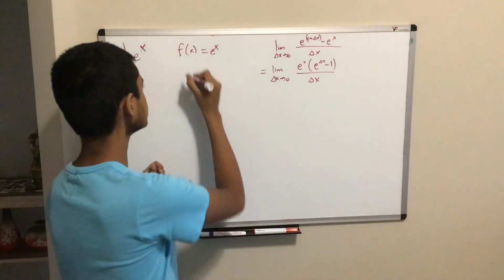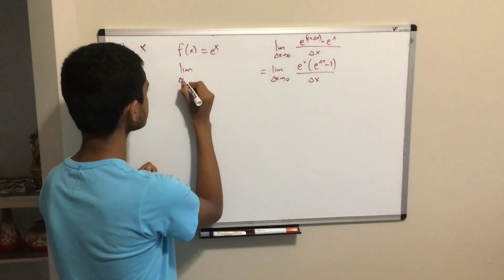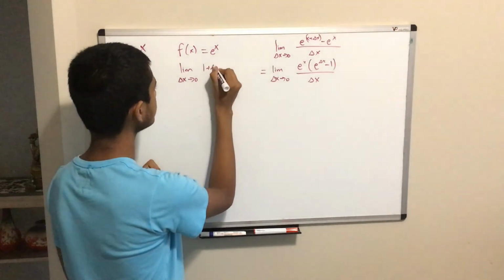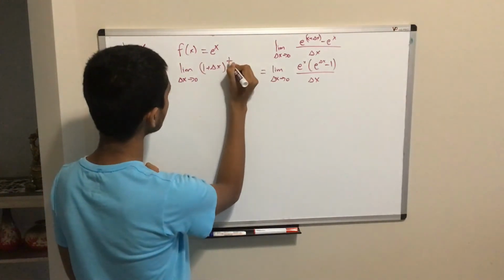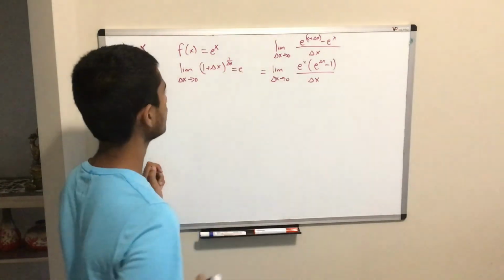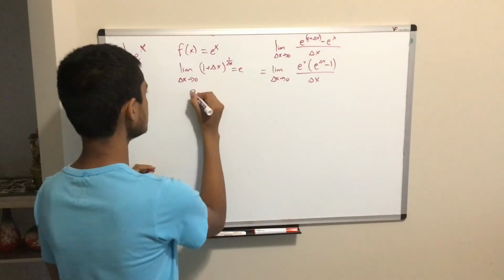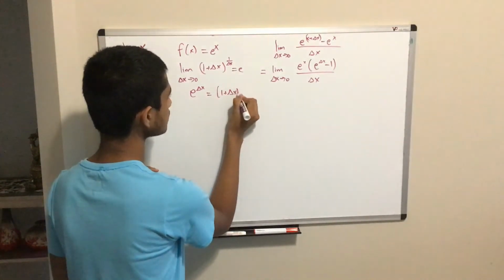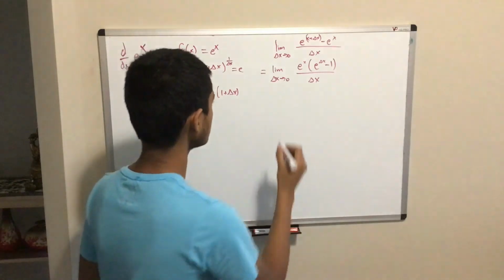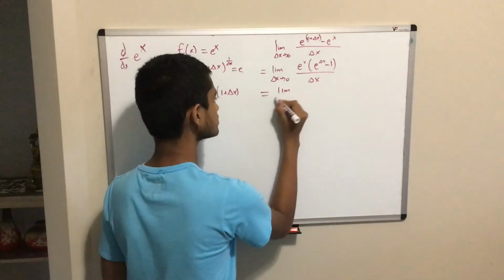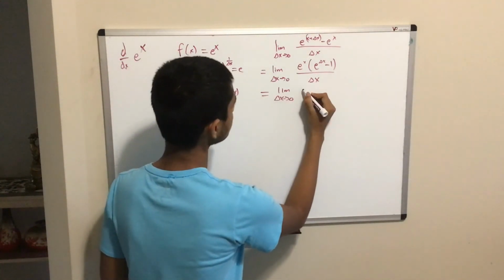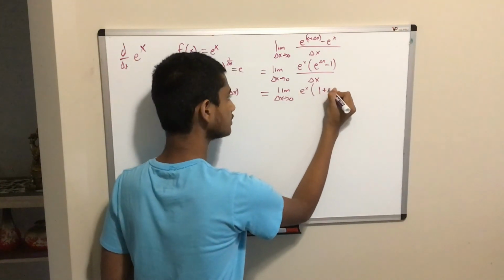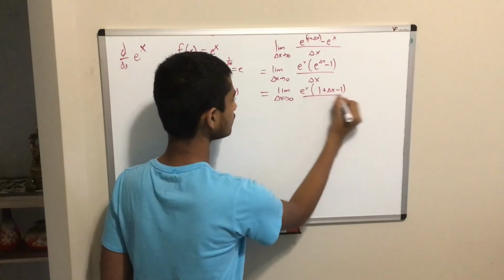You must have known that the limit as delta x approaches 0 of (1 plus delta x) to the power of 1 over delta x is equal to e, which means that e to the power of delta x is simply just going to be 1 plus delta x. And we can actually substitute that over here. So when we do that, that gives us the limit as delta x approaches 0 of e to the power of x times (1 plus delta x minus 1) all divided by delta x.